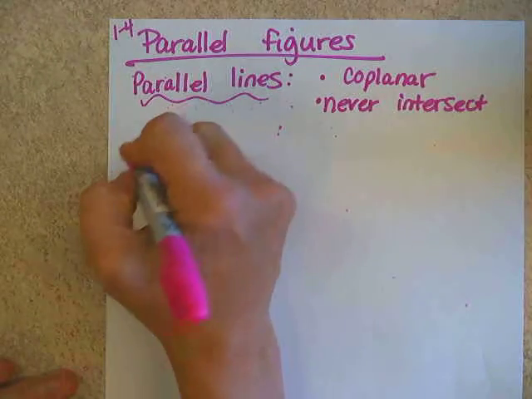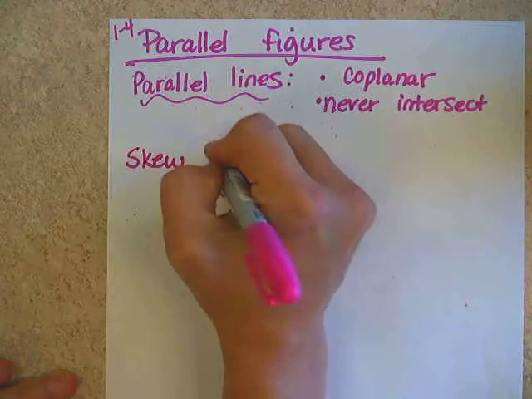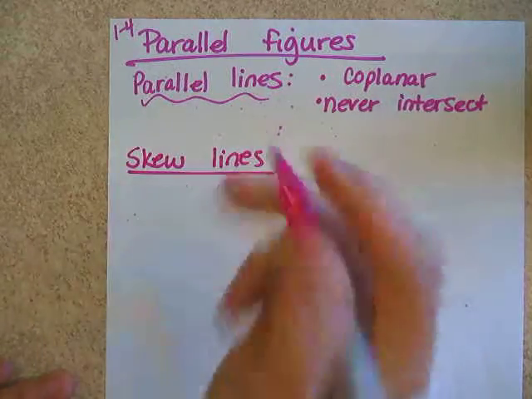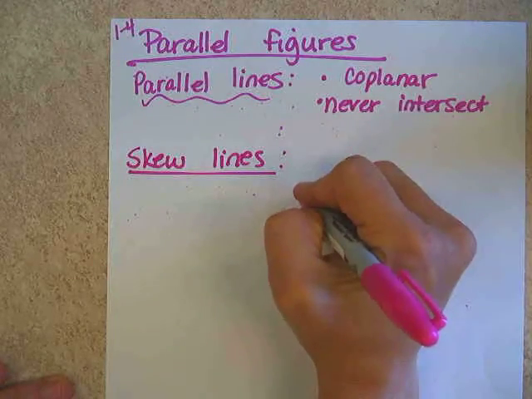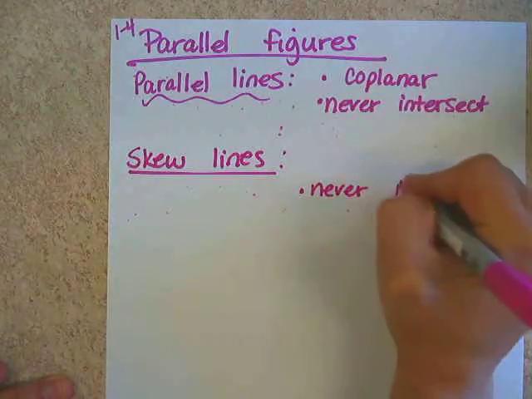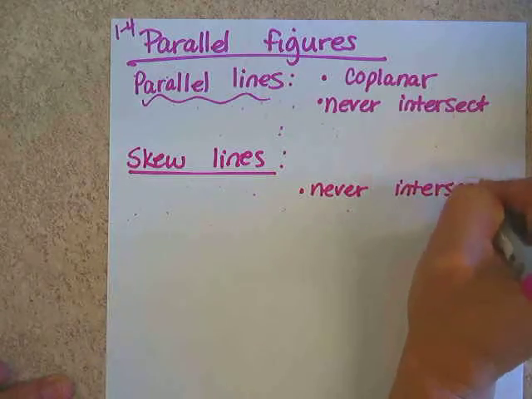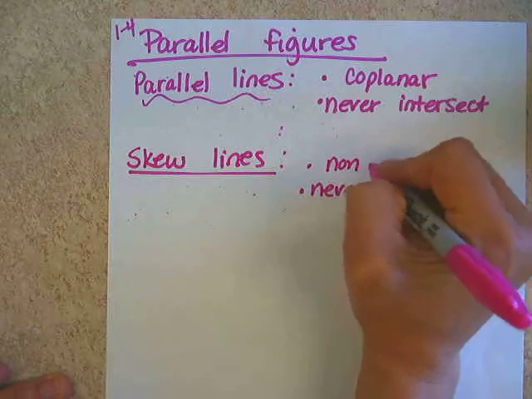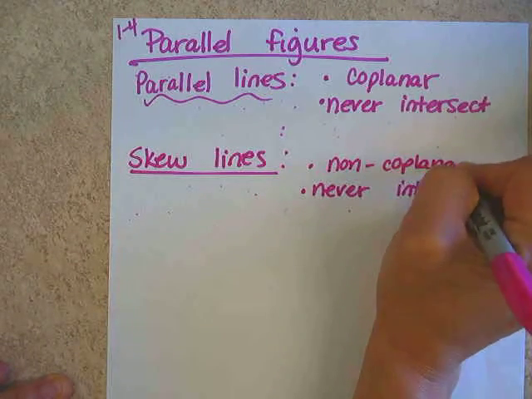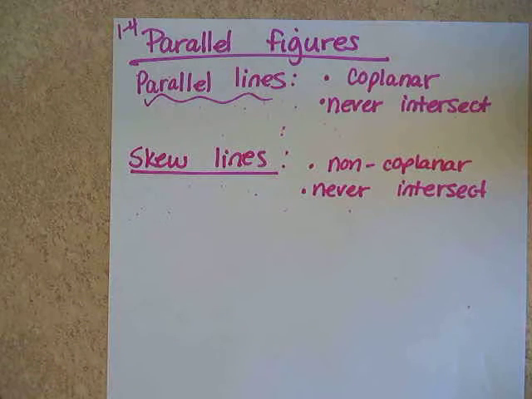But we have another set that don't intersect. They are called skew. So they also never intersect, but what makes them different is they are non-coplanar. They do not lie in the same plane. So where these are my parallel lines, skew could be like this.